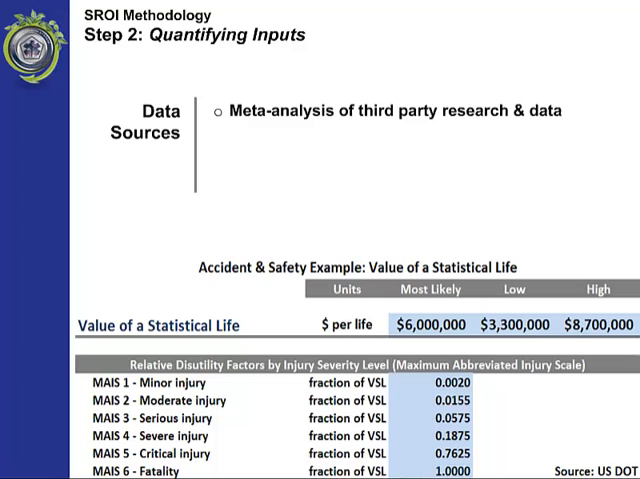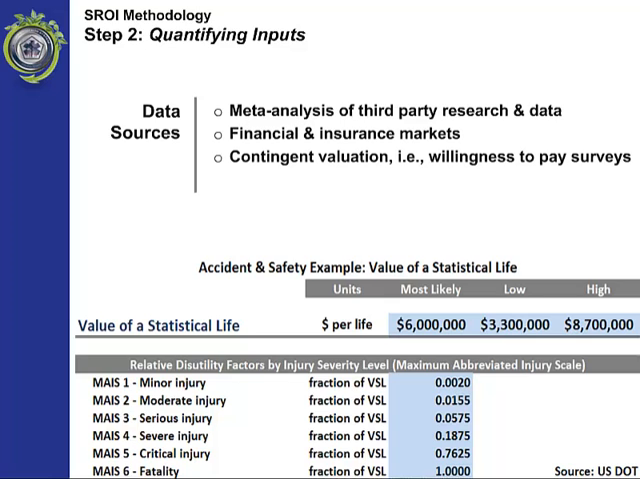This information is gathered both before and during the Risk Analysis Process Workshop, Step 3 in the methodology. Additional sources include financial and insurance markets like the European Carbon Exchange, contingent valuation, also known as willingness to pay surveys, based on third-party research, or as a last resort, Bayesian analysis or expert opinion to form a range of values for a given input, all of which are incorporated into the analysis.